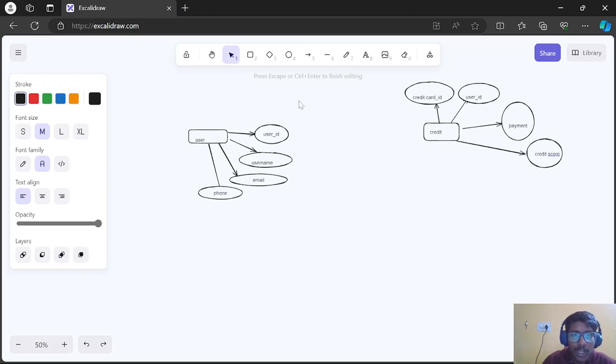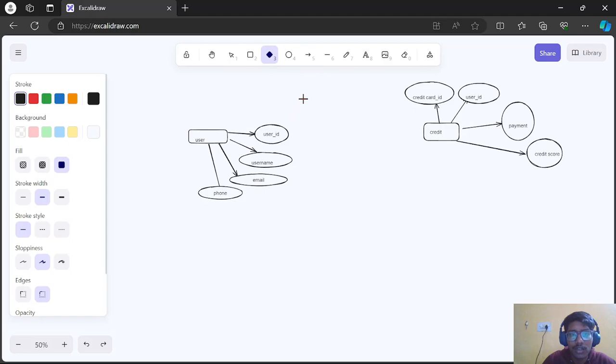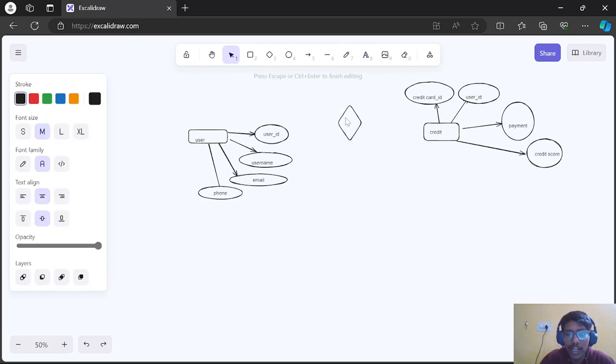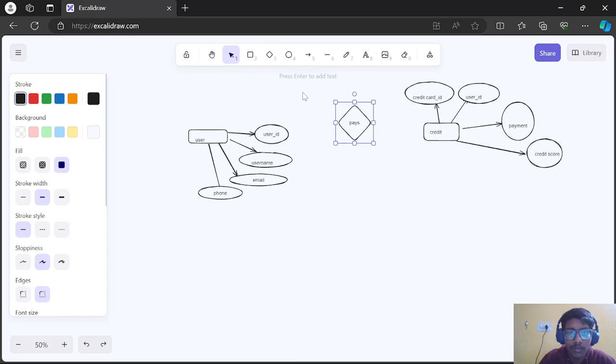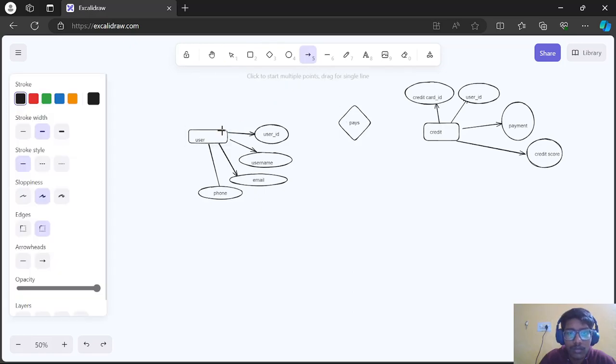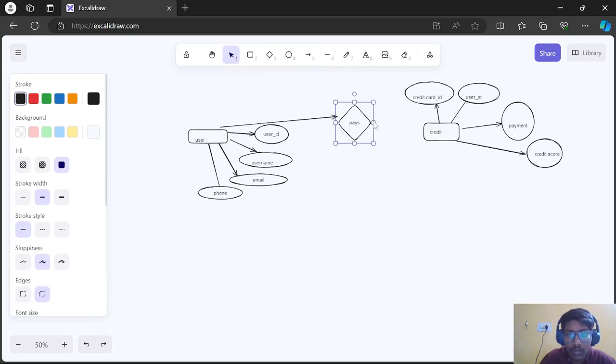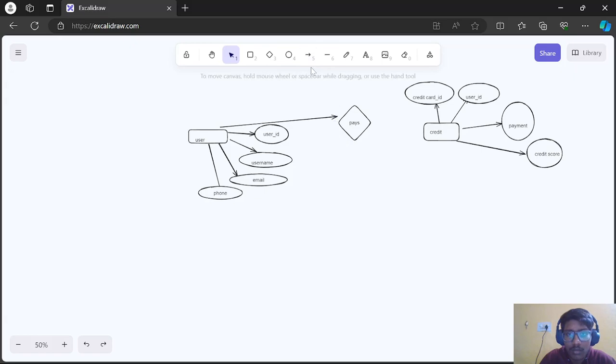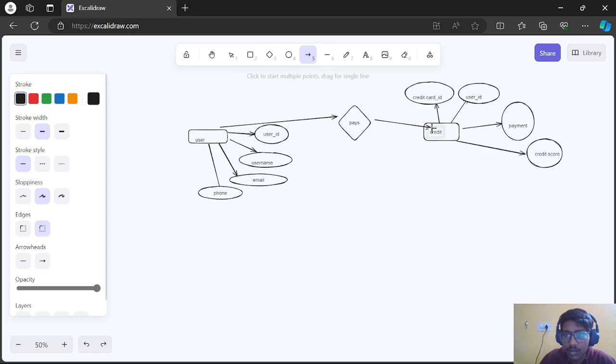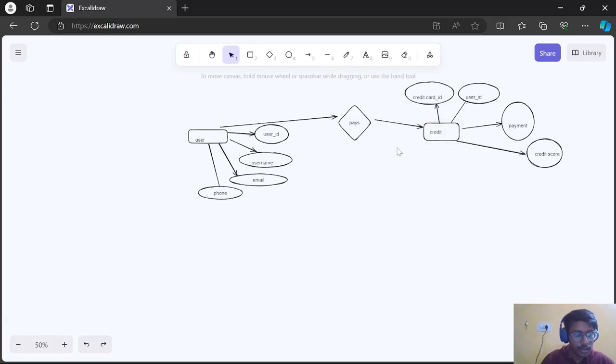Now, what would be the relationship between the entity credit user and the credit? And we have done that earlier. Just right now, the relationship between the credit and the user would be nothing but a pays, right? Like, user pays credit, right? Yeah. So that gives us one relation and two entities so far.